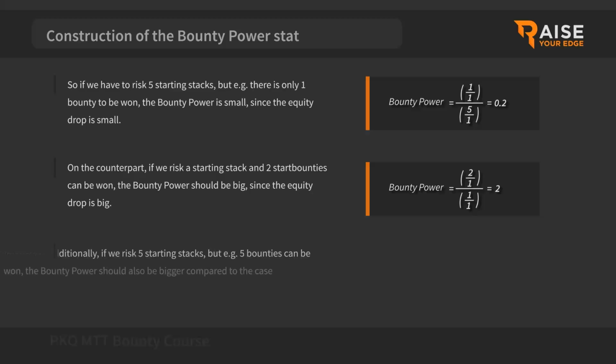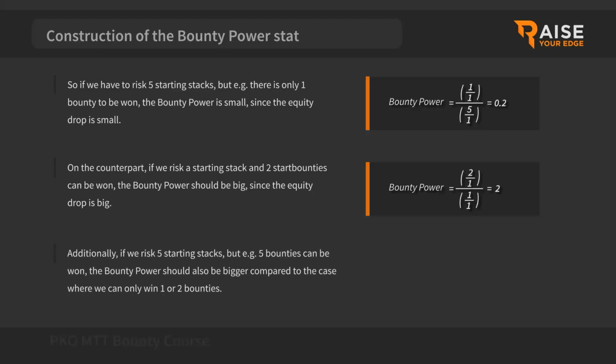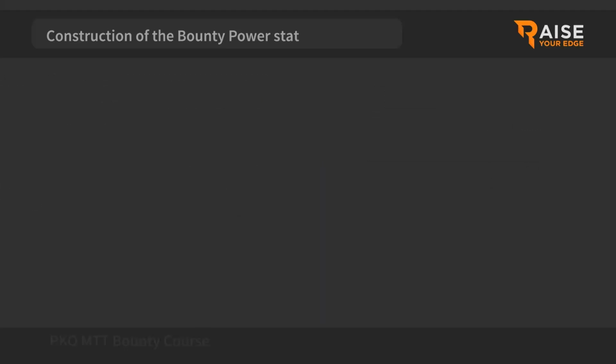Our third condition was that if we are risking the same amount of starting stacks as in the first scenario, but in the third scenario we can win more bounties, then the bounty power should also be bigger compared to the first scenario. So in this case we are winning 5 starting bounties and we are risking 5 starting stacks, and then the bounty power is 1, which is of course bigger than 0.2. So from the construction, this is very simple. We just take two relations, divide them by each other, and we get a number.